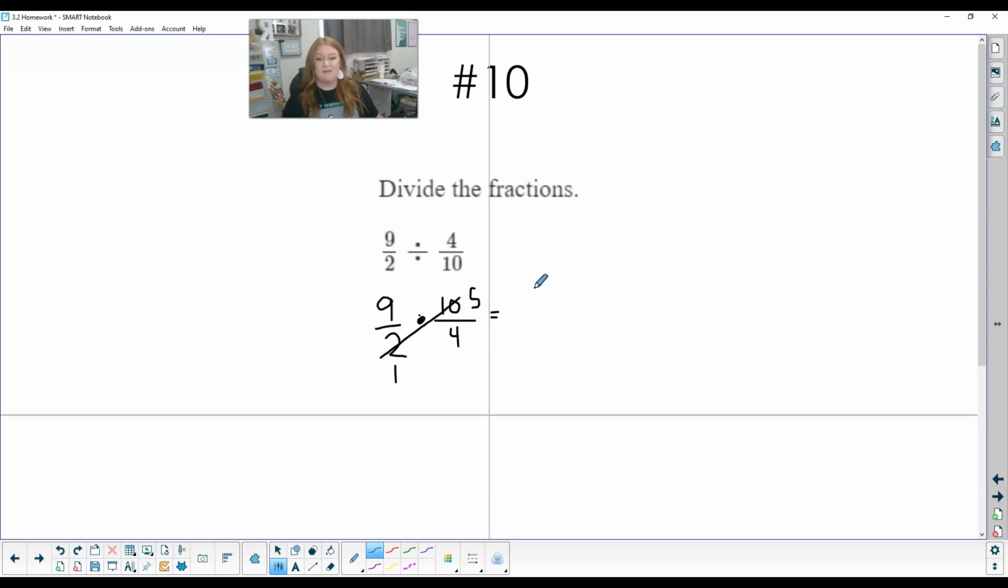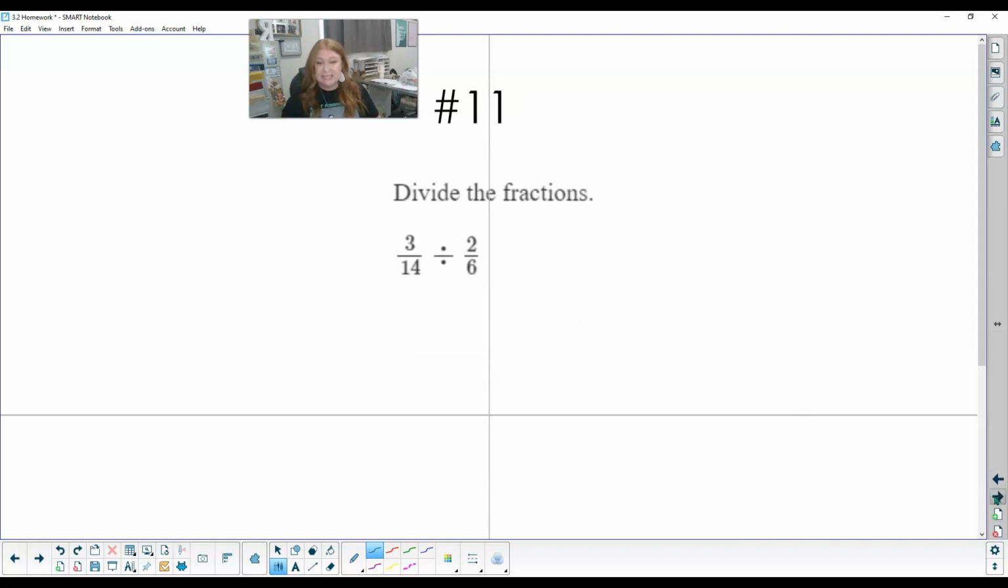9 times 5 is 45. 1 times 4 is 4. And now I want to simplify. So 4 goes in here 11 whole times, which is 44. So to get from 44 to 45 is 1 more with a 4th left over. Big divided by little gives me more than 1 whole piece. So I broke it up smaller.